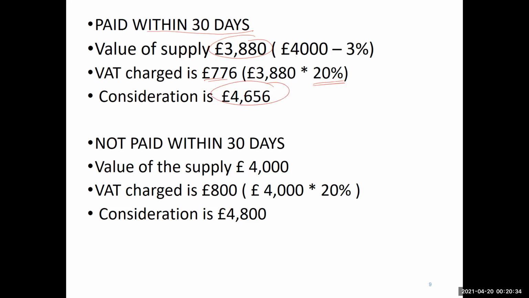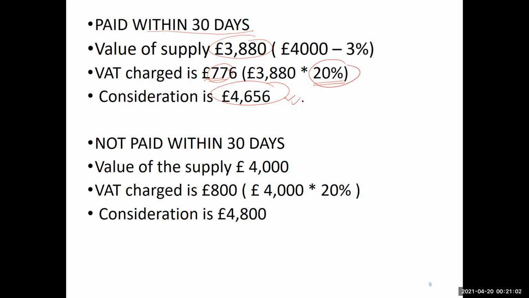So you can still do a simple working backwards to find out. And if you follow my voiceovers, you would have seen how to find what this 20% consists of. So the 20% of the 3,880 gives us 776. The consideration therefore becomes this 776 plus the 3,880, giving us this amount.